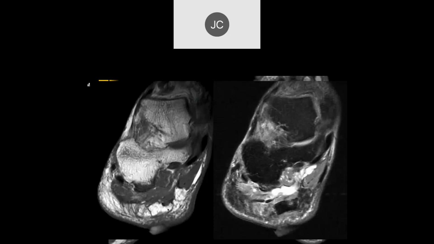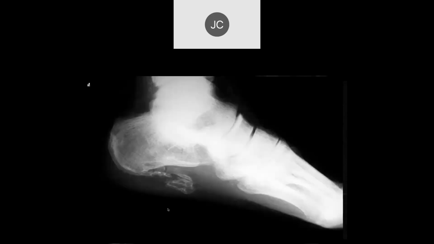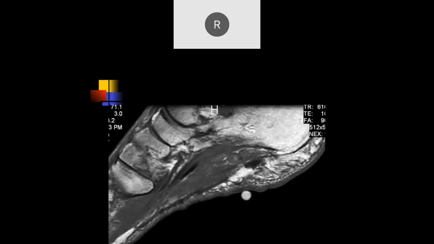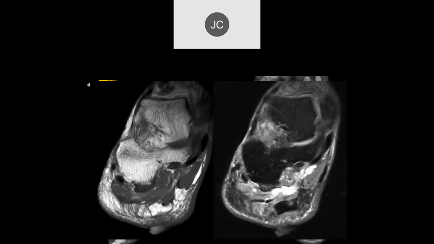So, Robert, let me show you an X-ray and see what you think of the X-ray. Okay. So it looks like there's a large, almost looks like a dystrophic calcification. Yeah. So what this is actually is a big ossicle here. There's a cortical rim around it.